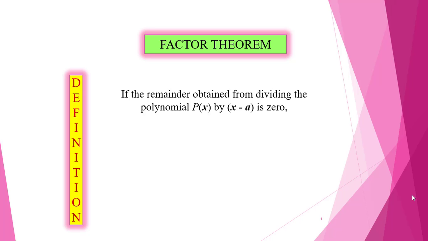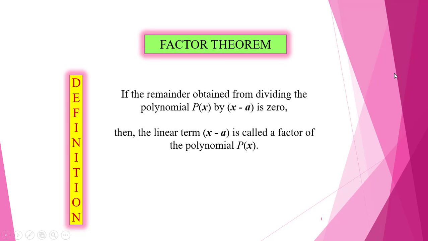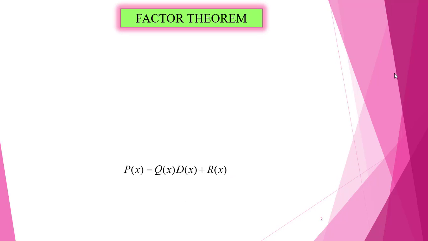So now I will introduce the new subtopic in polynomials, which is the factor theorem. The definition of the factor theorem: if the remainder obtained from dividing the polynomial p of x by x minus a is 0, then the linear term x minus a is called a factor of the polynomial p of x. Otherwise, if p of a is equal to 0, then x minus a is a factor of p of x. So let's go to the proof.